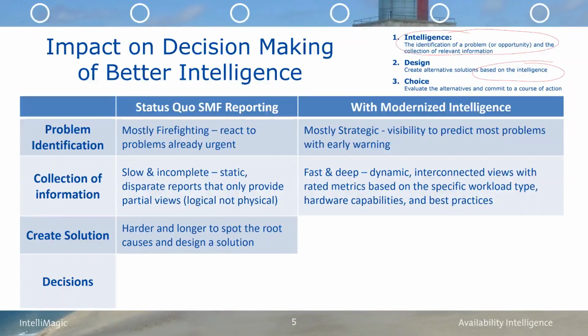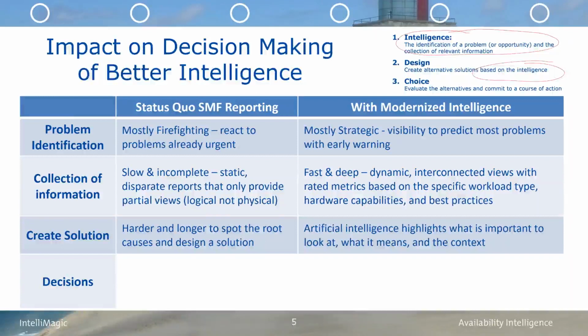So creating a solution from that, with the disparate reports that are not perused proactively on a continual basis, usually it's just harder and takes more time to spot the root cause and to design a solution for it. So if you use some artificial intelligence techniques to bubble up what's important in the data and present it to the analyst, then it can highlight really what you need to look at, what it means in the context of what's going on, so you can create a solution that's most appropriate to deal with the issue at hand.